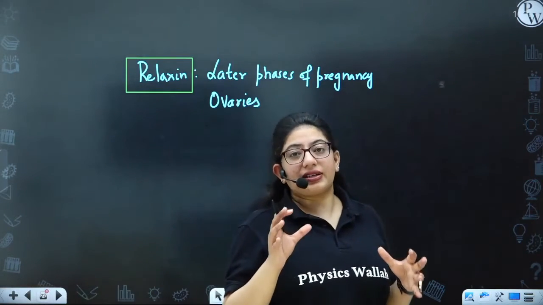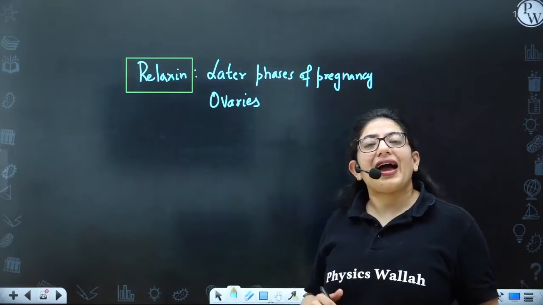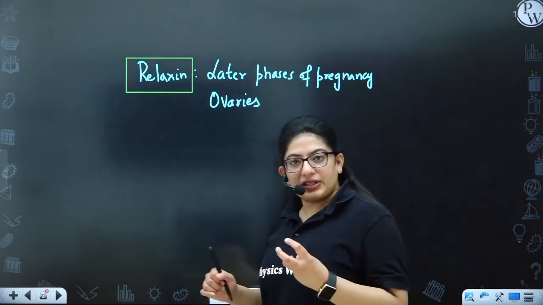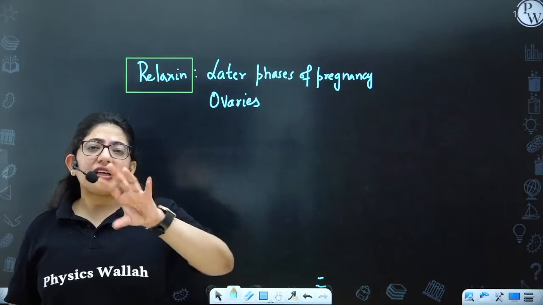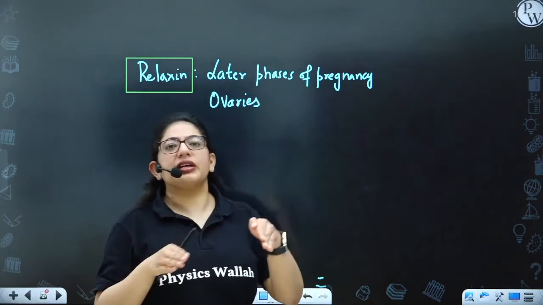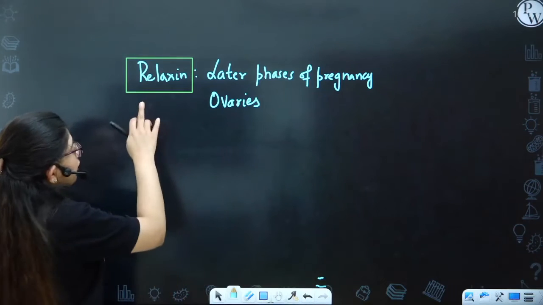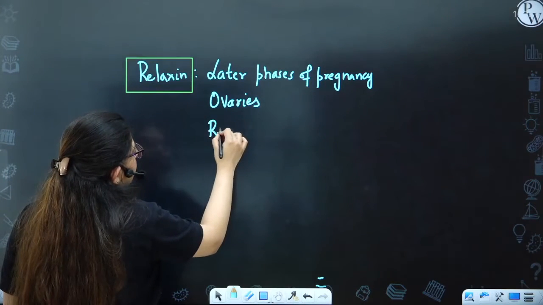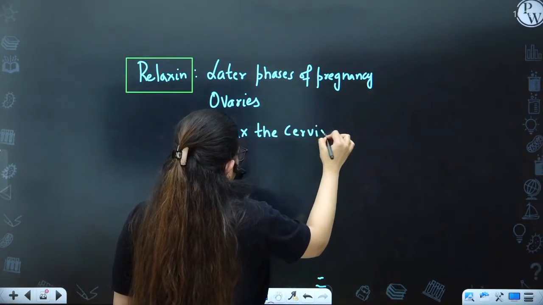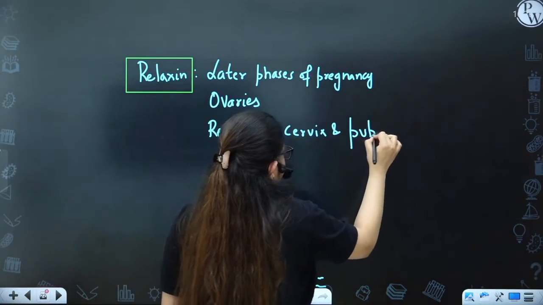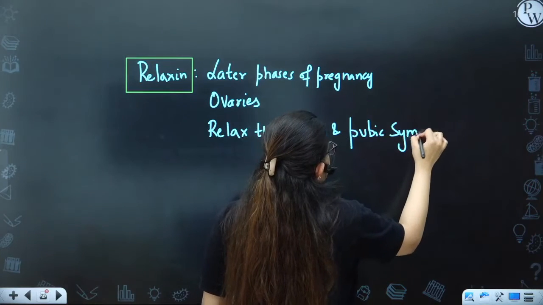Now, what's the function of relaxin? Relaxin means relax, right? So it is going to relax the cervix as well as the pubic symphysis. What's the reason? Because if these two things are relaxed, the baby can easily move out, right? So the function of relaxin is to relax the cervix and pubic symphysis. What is the pubic symphysis?